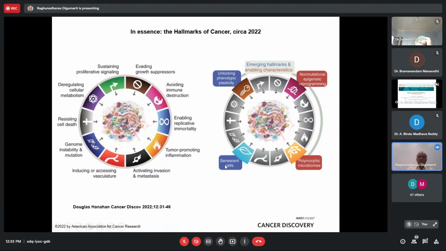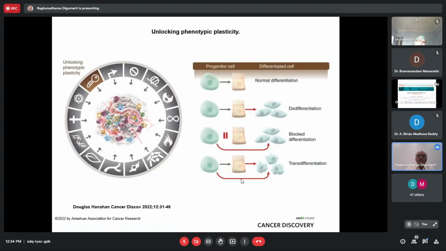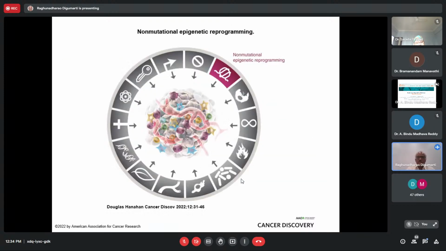Then we also have some idea of senescent cells and what they do, although not there fully yet, and we are just about to take notice of the larger picture away from the tumor, that is the polymorphic microbiomes which live on every surface of the human body and within the gut as well. So this is what I said about unblocking the phenotypic plasticity. We know that there is a plasticity with which the cell can dedifferentiate or can transdifferentiate. It is what we call the epithelial to mesenchymal transition. So you can block the differentiation, or you can restore the normal differentiation back to the cell. So this is what we call unlocking the phenotypic plasticity.